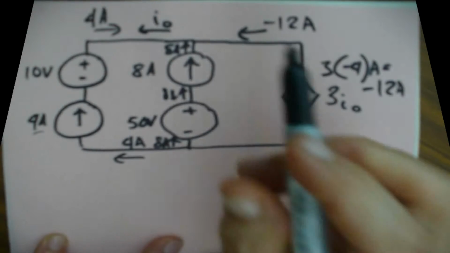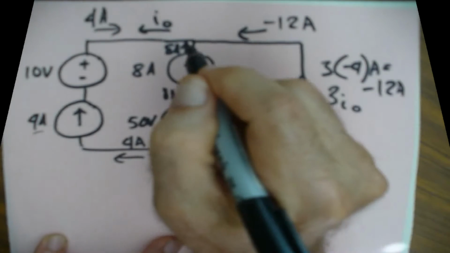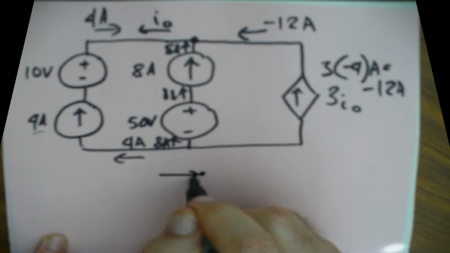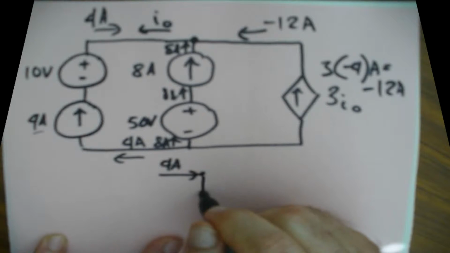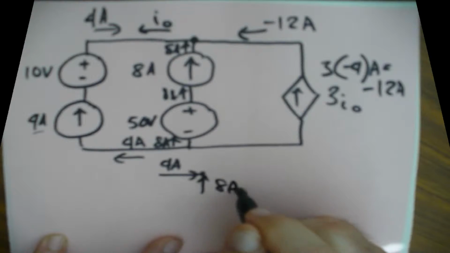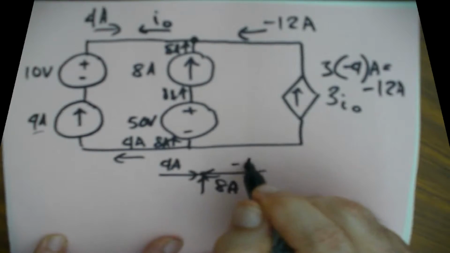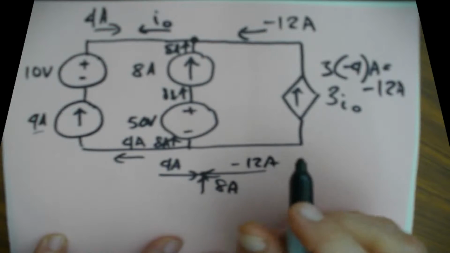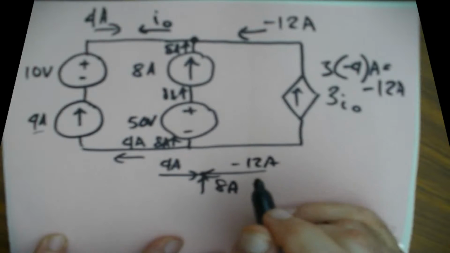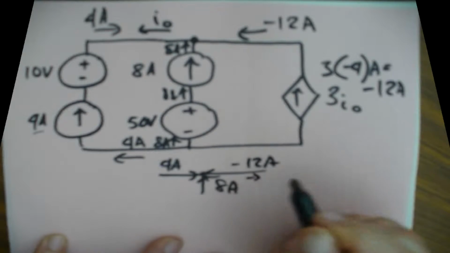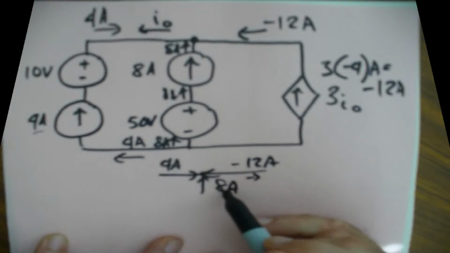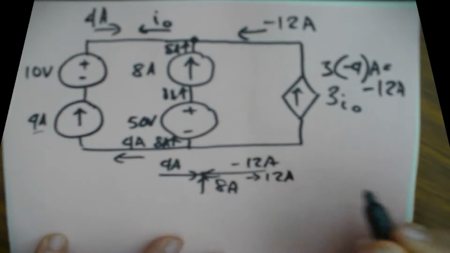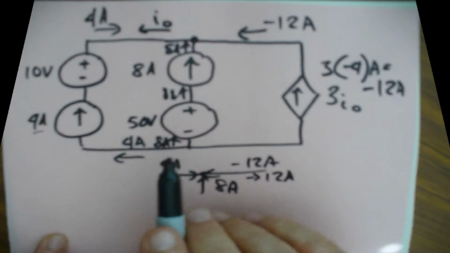We're going to look at this node right here. We have 4 amps going into it here. We have 8 amps going into it here. And we have negative 12 amps going into it here. Now the thing is, negative 12 means really the current is going this direction. So we have 4 amps, 8 amps, and that balances with 12 amps in this direction. So this circuit is balanced.